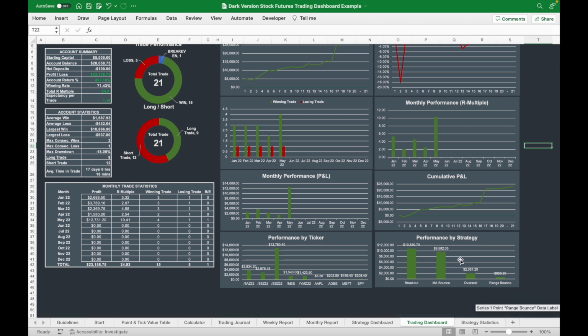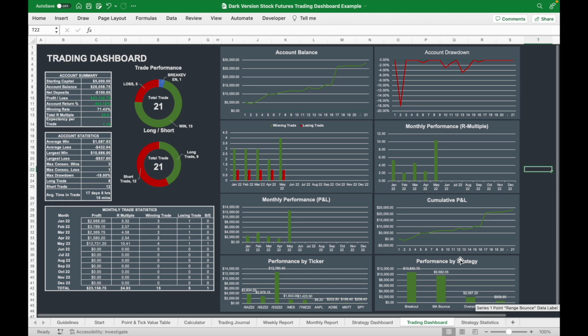In my opinion, every trader should maintain a trading journal like this to track their performance, optimize their strategies, gain valuable insight, and manage their portfolio effectively over time.